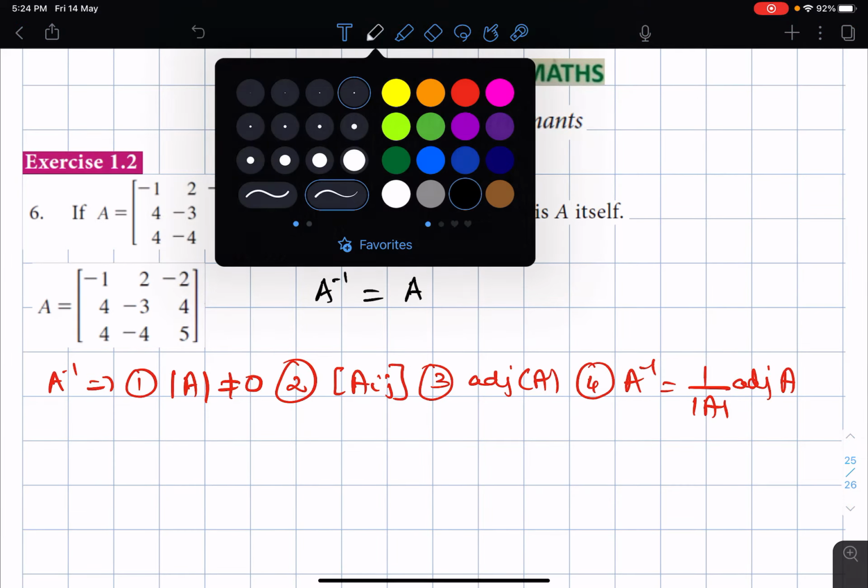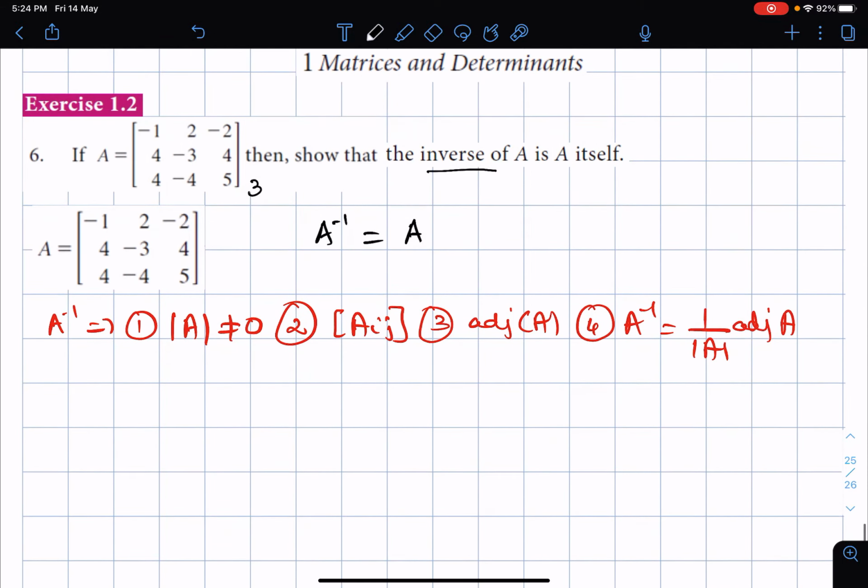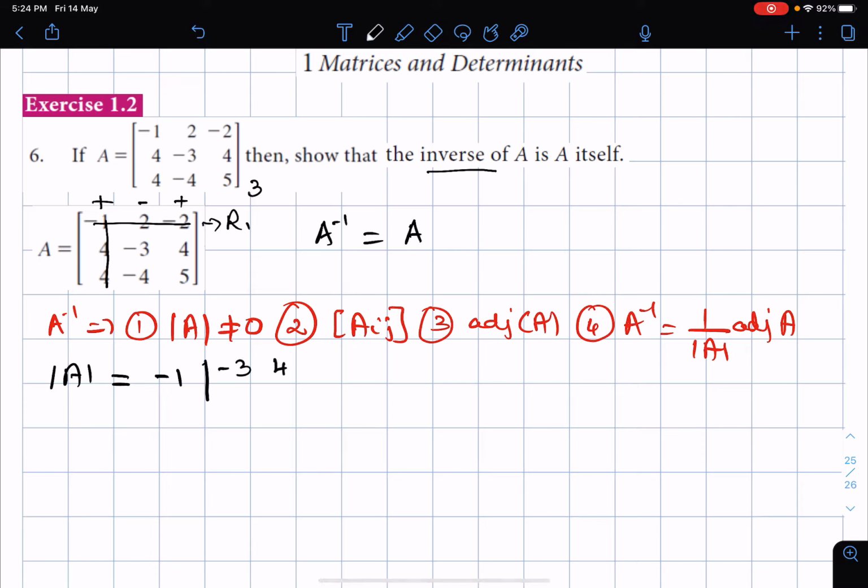Okay. Now, our first step is going to be to find out determinant A. This is a 3 cross 3 matrix. So to find out determinant A, you put the sign convention here, plus, minus, plus. For the first row you are going to expand it through R1, that is row 1. So first taking the first element minus 1, you have to delete the corresponding column and corresponding row. You get a determinant as minus 3, 4, minus 4, 5.